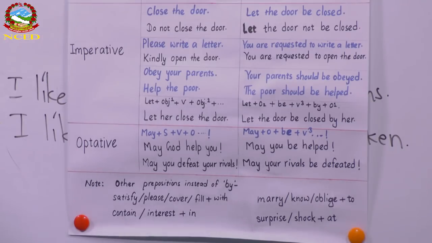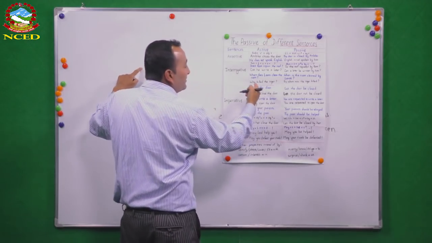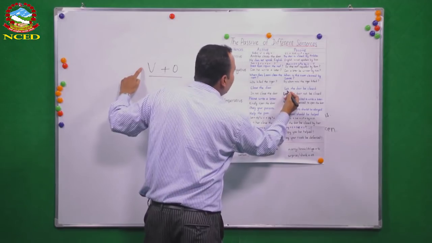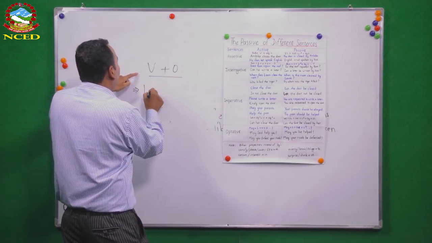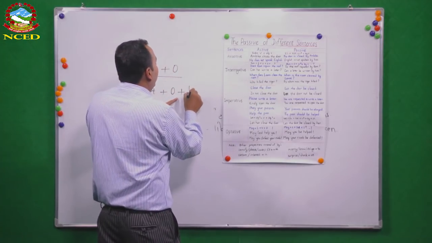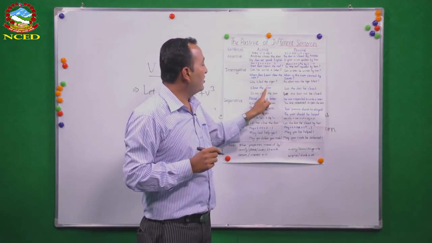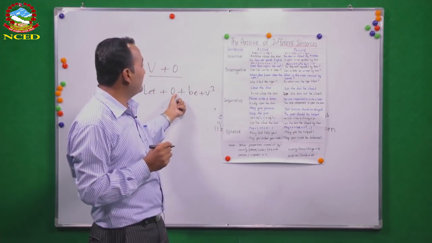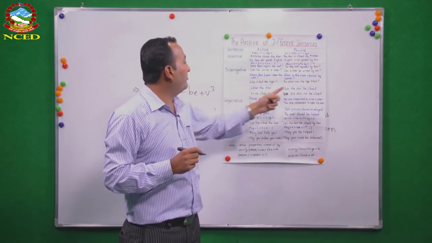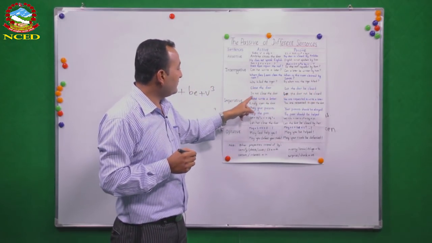These sentences generally have a verb and object pattern. For verb and object pattern sentences, especially for command and order, we use let in the beginning. Let, plus we write the object, then we write be plus verb 3. Look at this: let the door, object, then be plus verb 3. Be, and close becomes closed. So we do it like this.